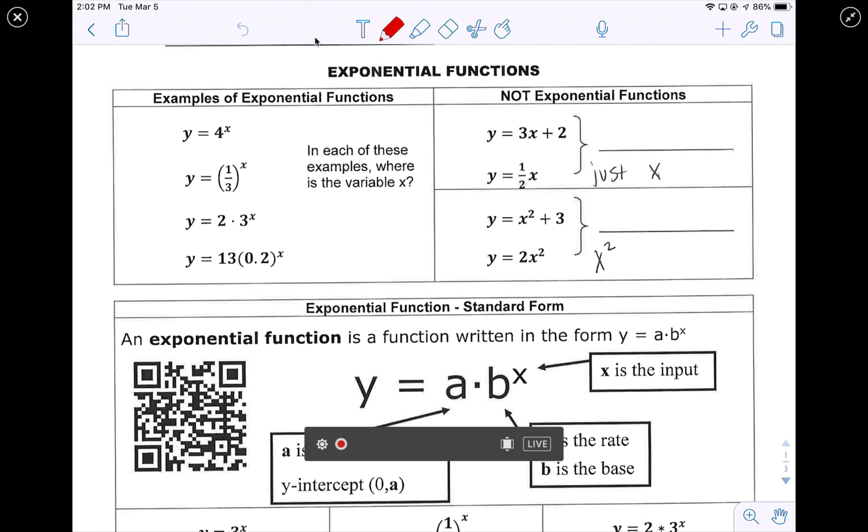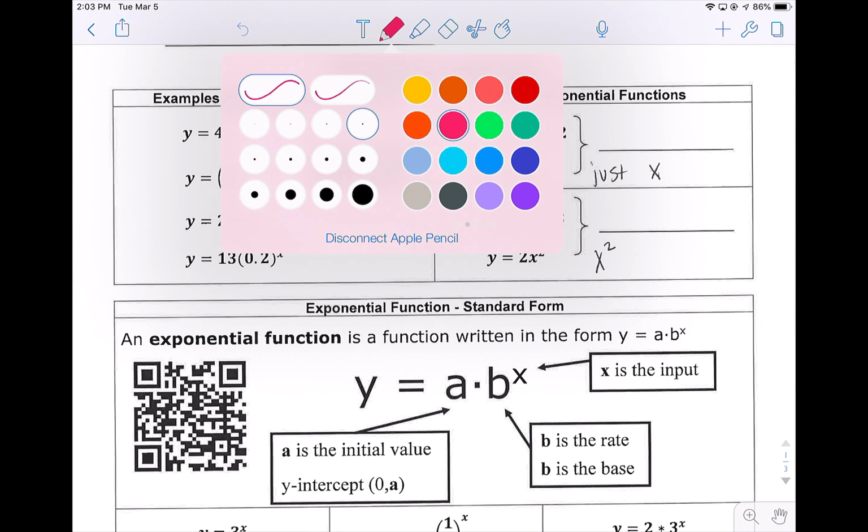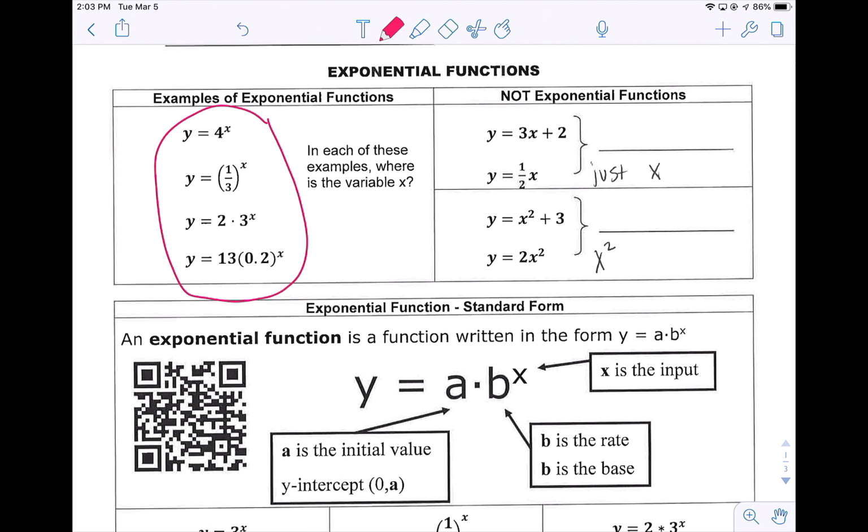This video covers exponential functions day 1. So, some examples of exponential functions are over here on the left side. In each of these examples, if you notice, where's x? Well, x is in the exponent. So if x is not in the exponent, it is not an exponential function. Off to the right side, we have some examples of non-exponential functions.